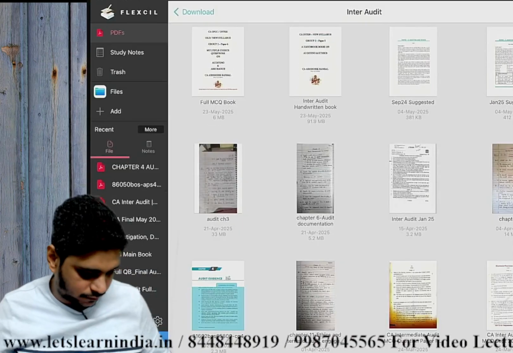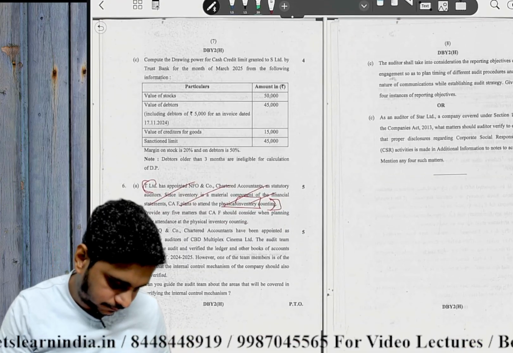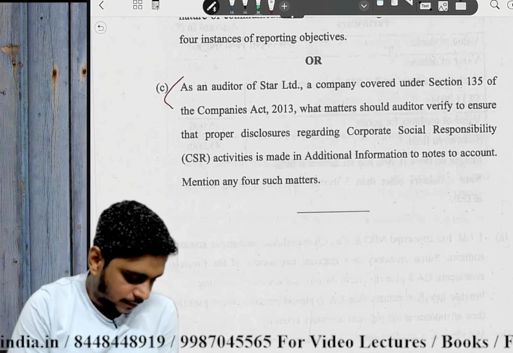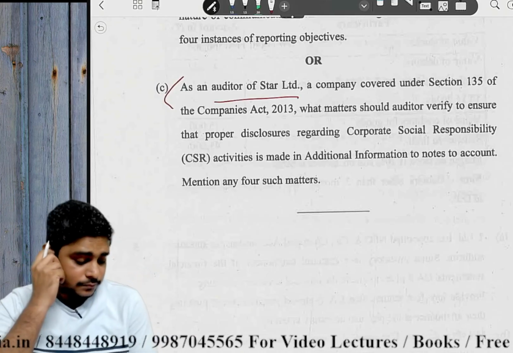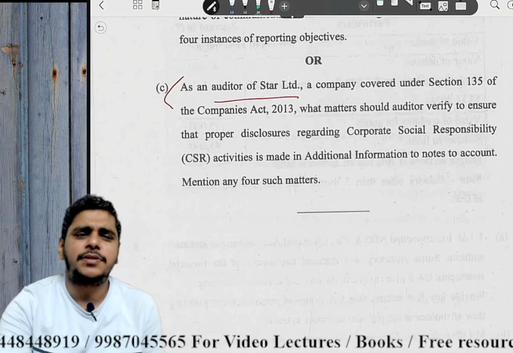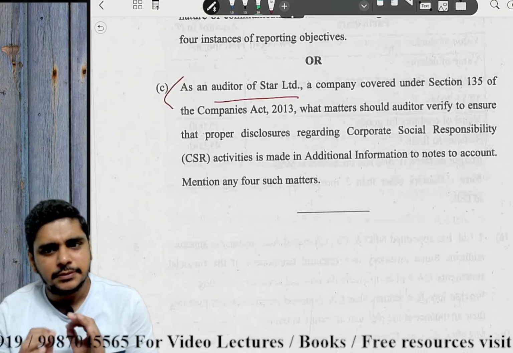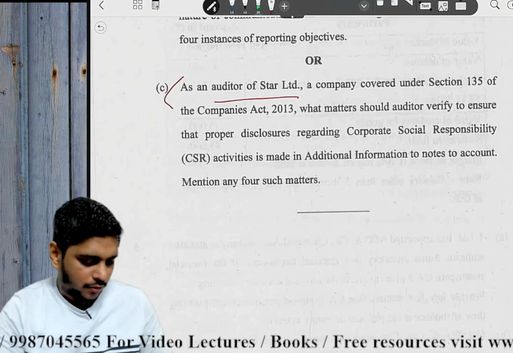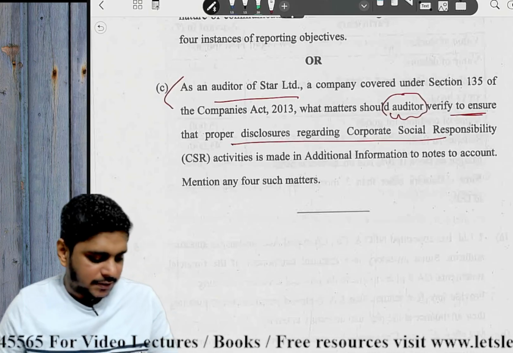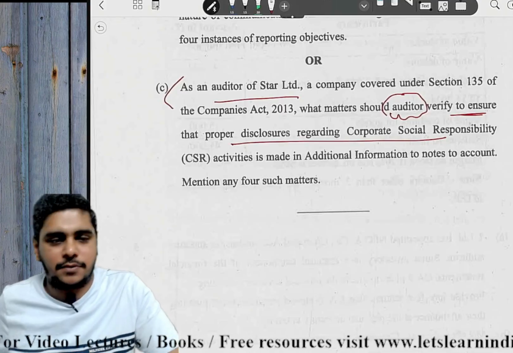I will show you one more question. Now see this question. As an auditor of Star Limited, a company covered under section 135 of Companies Act. Can somebody tell me section 135 of Companies Act, what it is? Any idea? CSR. Okay. Now, what matters the auditor has to verify to ensure proper disclosure under CSR is made in the additional information. Now, you tell me, is it a direct question or a case-based question?